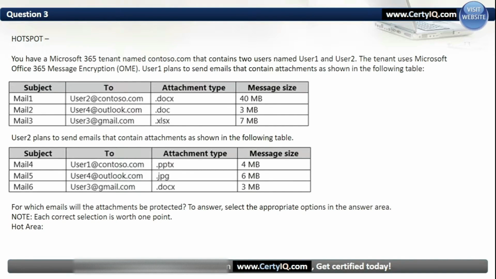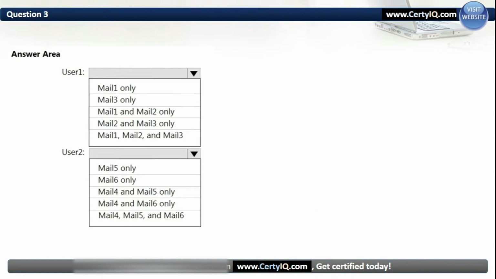For which emails will the attachments be protected? To answer, select the appropriate option in the answer area. Note, each correct selection is worth 1 point. To the answer area, user1. Our options are mail 1 only, mail 3 only, mail 1 and mail 2 only, mail 2 and mail 3 only, mail 1, mail 2 and mail 3. The correct option is mail 3 only.